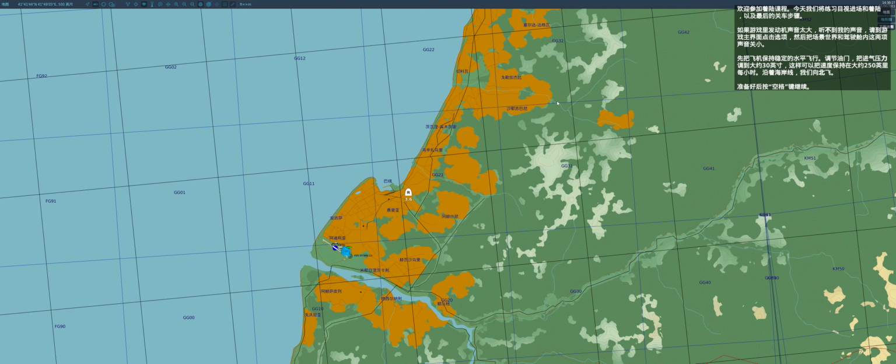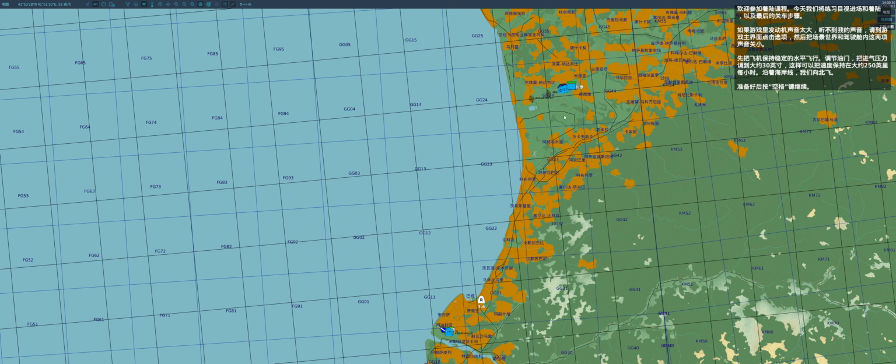Follow the coastline as we fly northbound. Press the spacebar key when you are ready to begin.